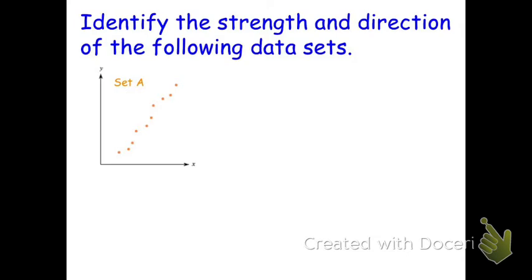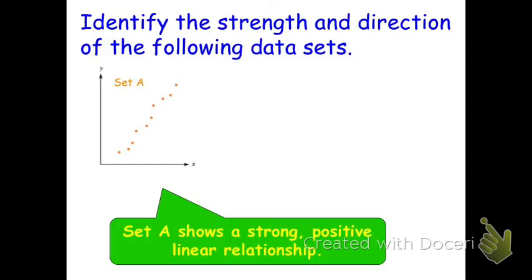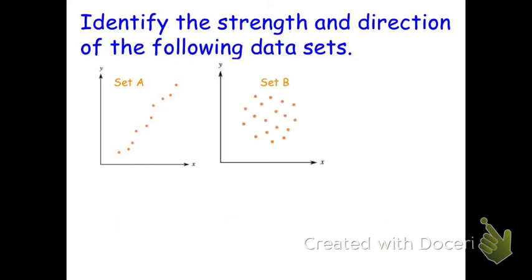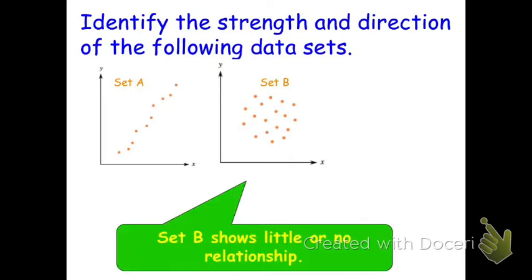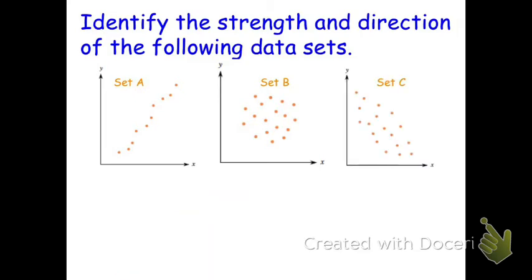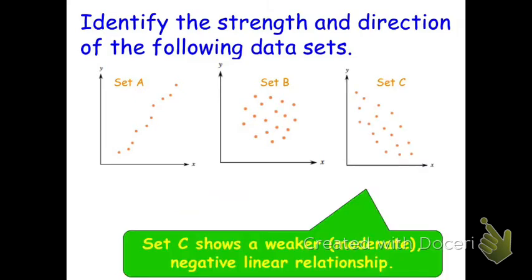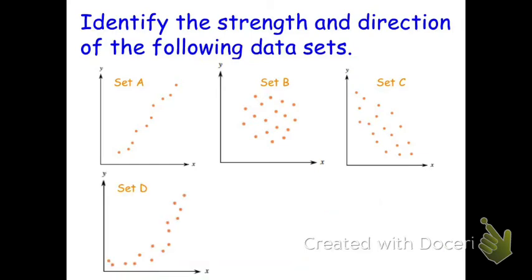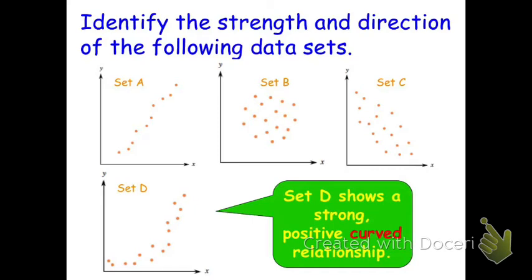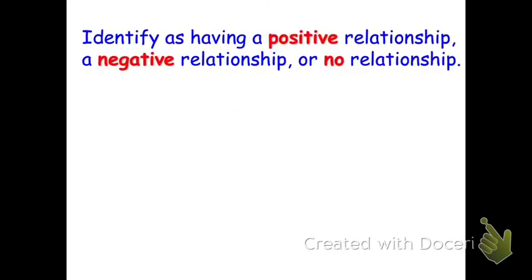4A. Positive, strong. B. No correlation. C. Negative, weak. We might call it moderate. D. Positive, strong, but it is curved. We're going to talk about what that means in a minute.